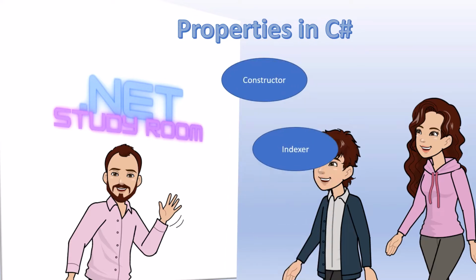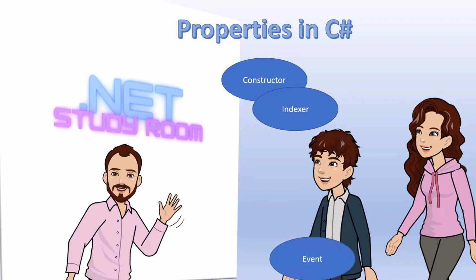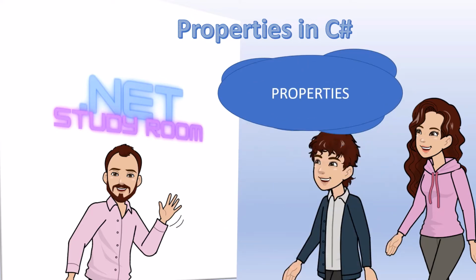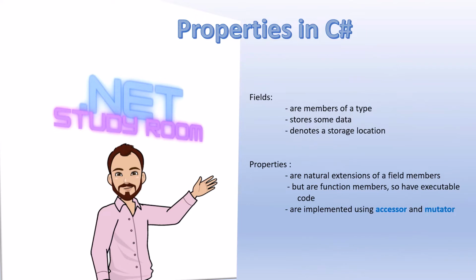While discussing classes, objects, and constructors, we came across the names of various function members in C#. Now, we will learn more about one of them: properties. Properties in C# are the natural extension to the fields.